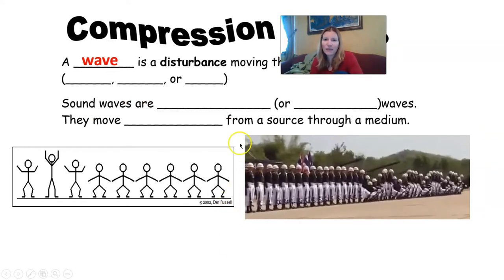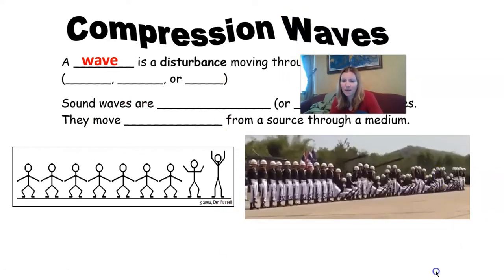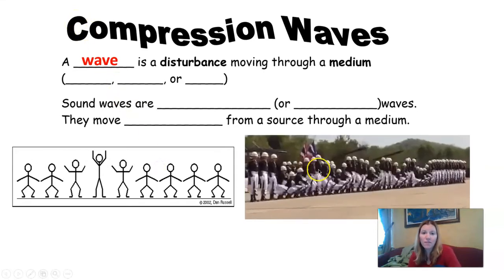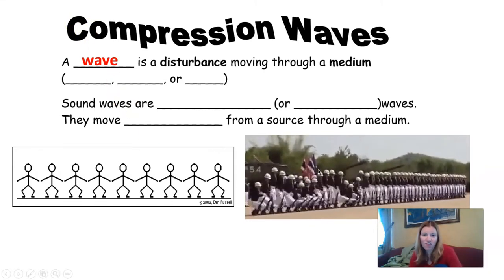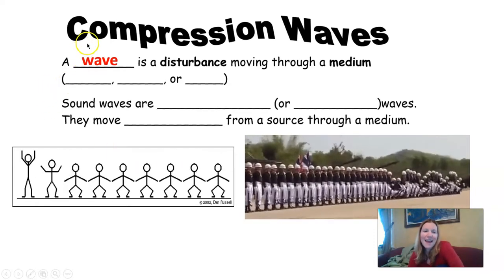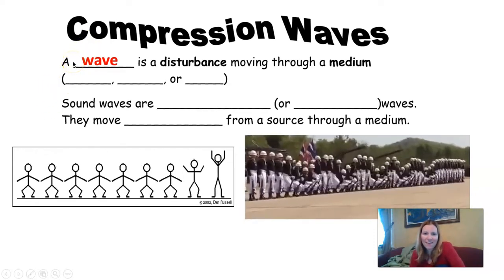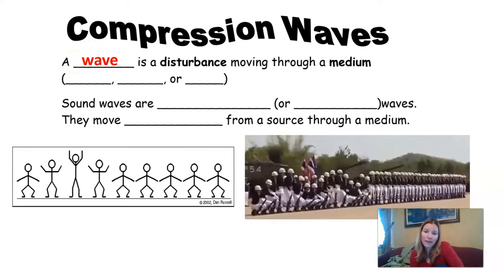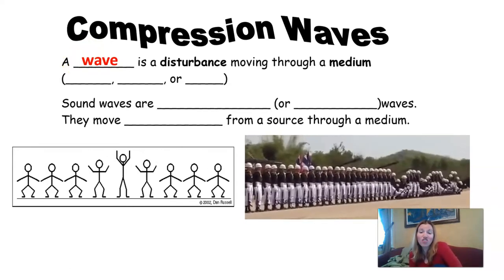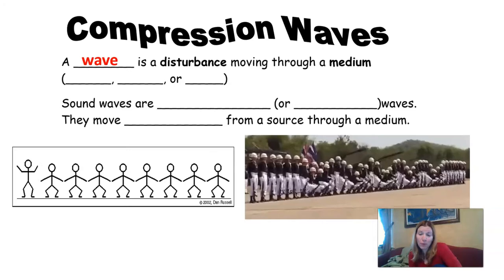In the next page of notes, we looked at some more specifics about waves. And we looked specifically at compression waves as the definition of a sound wave. But first, let's just give our scientific definition of a wave. It definitely is a science-sounding description. We define a wave as a disturbance moving through a medium. A wave is a disturbance moving through a medium.